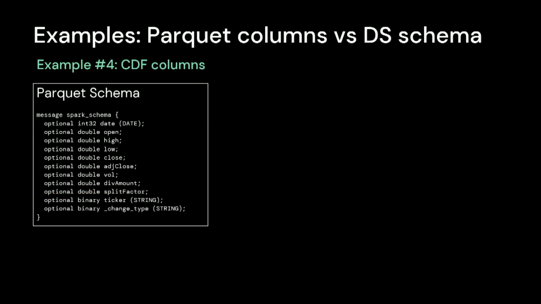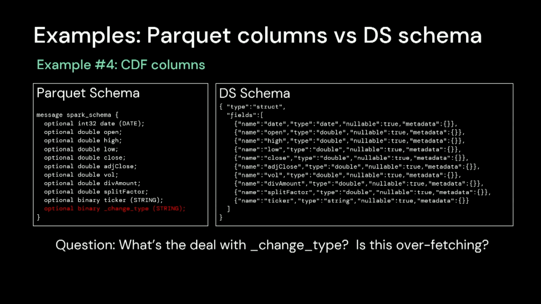We'll look at just one more example, which is, what's the deal with change data feed? So this is a table for which change data feed has been applied, and we have a Parquet schema, which at first glance looks totally reasonable. I see a bunch of columns that I might expect to see. And then we look at the Delta Sharing schema for it, and something jumps off the page, which is that the Parquet schema has a column that's not in the Delta Sharing schema.